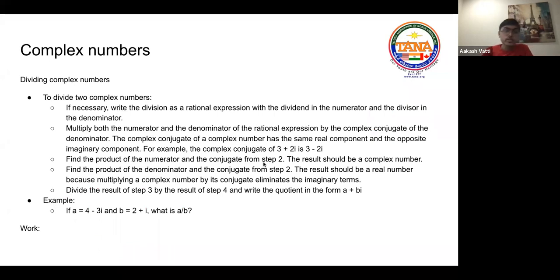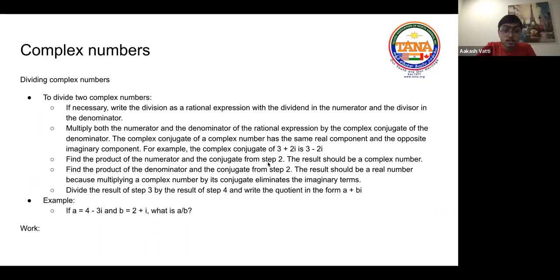So yeah, you have to multiply both the numerator and the denominator of the rational expression by the complex conjugate of the denominator. The complex conjugate of a complex number has the same real component and the opposite imaginary component. So the complex conjugate of 3 plus 2i is 3 minus 2i. And what I mean by rational expression, if you don't know, is something like a over b or whatnot.